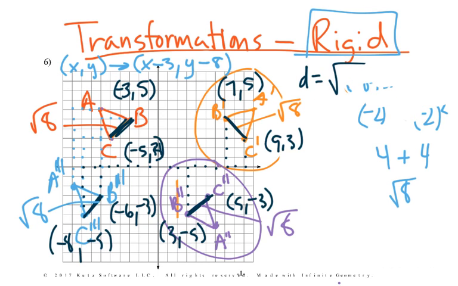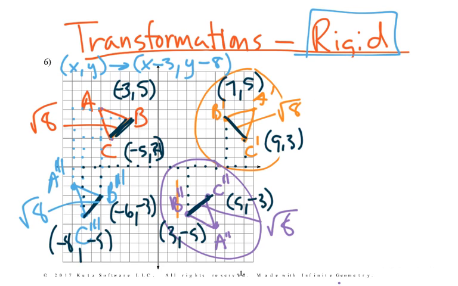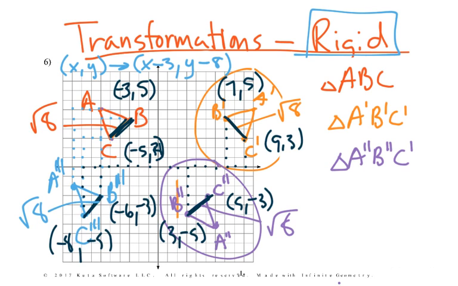That means, like I said, because of these rigid transformations, we're not changing the shape. So that means that all of our triangles, so triangle ABC, triangle A prime, B prime, C prime, triangle A double prime, B double prime, C double prime, and triangle A triple prime, B triple prime, and C triple prime are all congruent to each other. Okay, congruent meaning they have the same angle measure, they have the same side length.